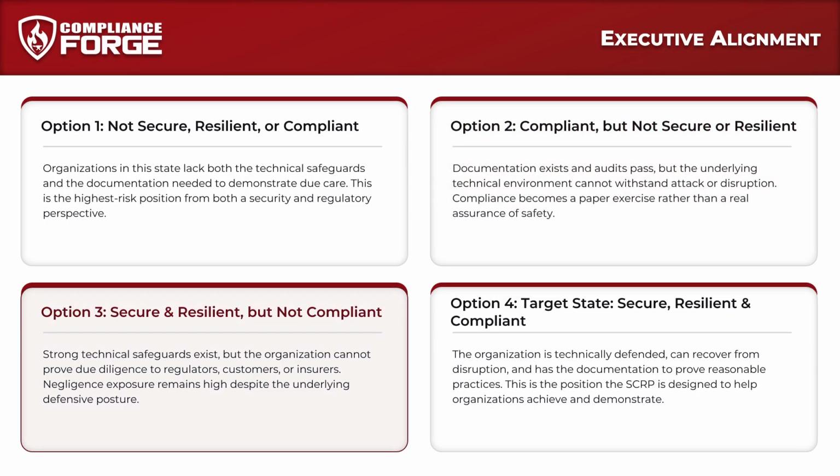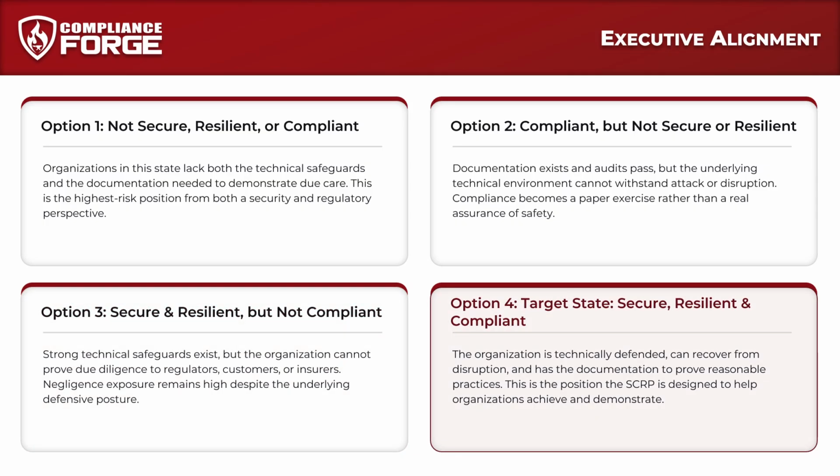Option 3. Secure and resilient, but not compliant. Strong technical safeguards exist, but the organization cannot prove due diligence to regulators, customers, or insurers. Negligence exposure remains high despite the underlying defensive posture.